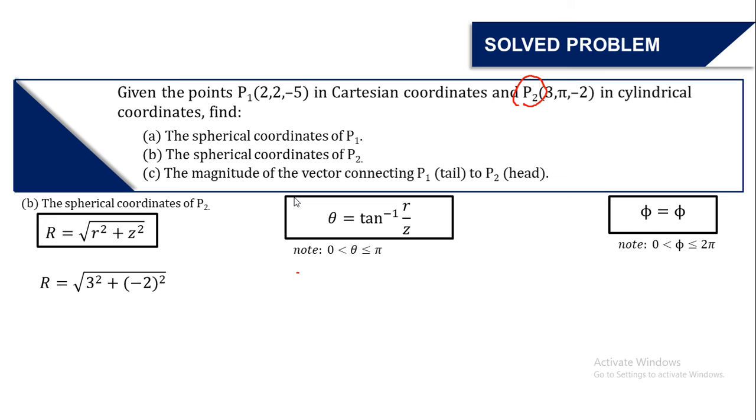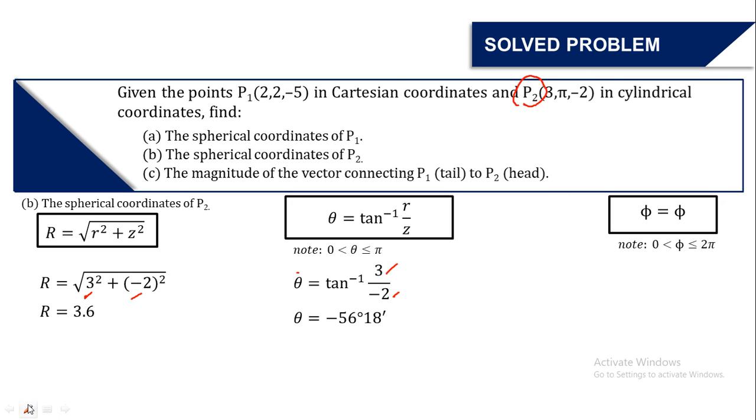So, sa r, substitute lang natin yung mga numbers na nakikita natin dyan. So, r is 3. Then, z is negative 2. Therefore, yung ating R is now equal to the square root of 13. So, 3.61 yung kanyang square root. Pagdating naman sa theta, it is equal to arctan, substitute yung value ng r, so that's 3, then all over negative 2. Ang makukuha natin then is negative 56 degrees and 15.